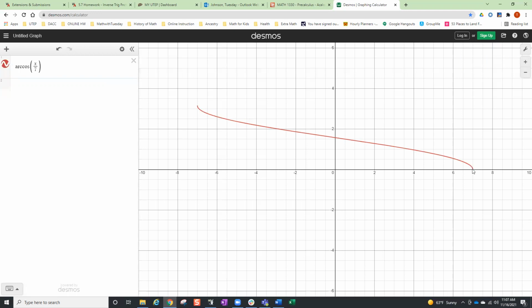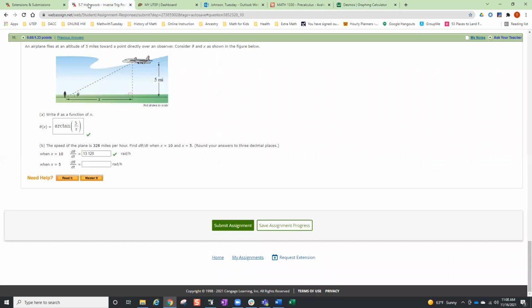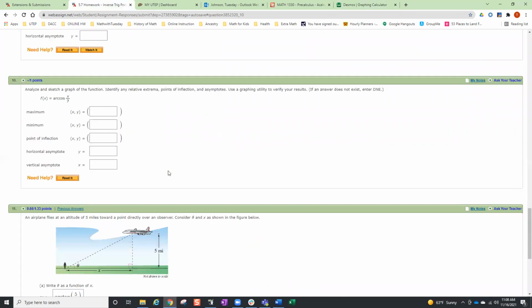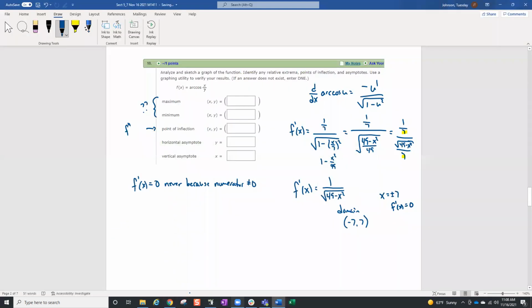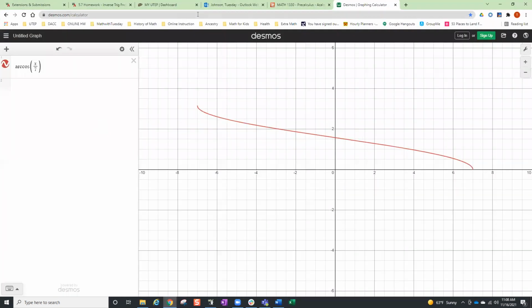Fantastic. It doesn't look like we have any asymptotes here at all, a horizontal or vertical. And it looks to always be decreasing. And there's like no points of inflection. What in the world? I don't like this problem. I don't like it at all. It hurts my head. Yeah, I'm going to say it does not exist, does not exist, does not exist. Let's see how it goes.